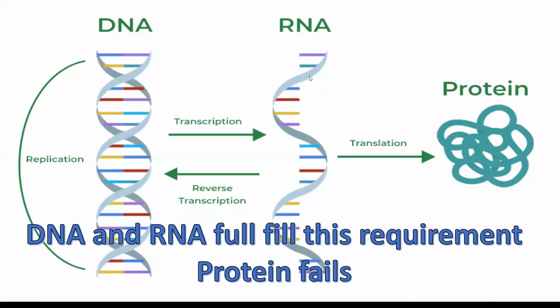Here, DNA to RNA and protein. This is the central dogma. So DNA, what happens? This will unwind. When there is replication, this will unwind and form new copies. RNA also can make copies of itself, but protein does not have anything to make copies. So DNA and RNA fulfill the requirement of genetic material.